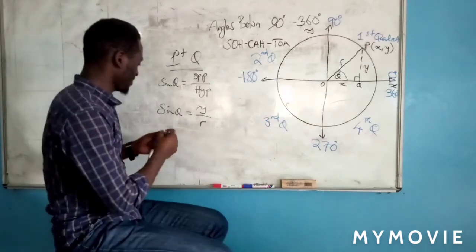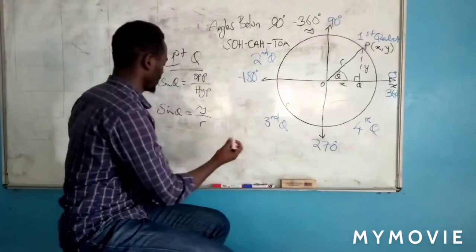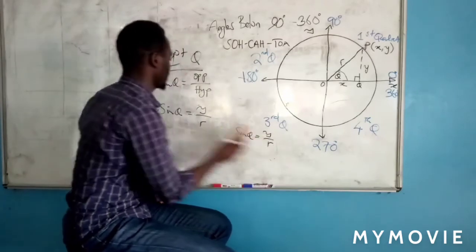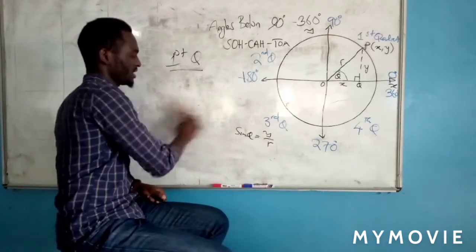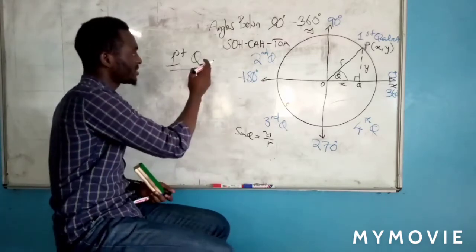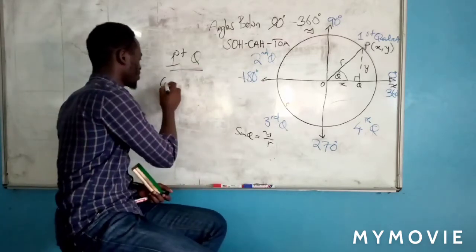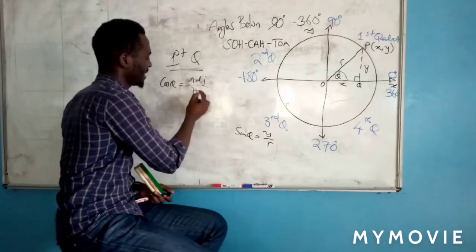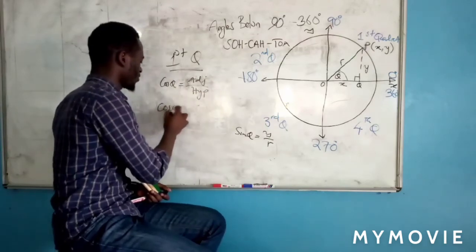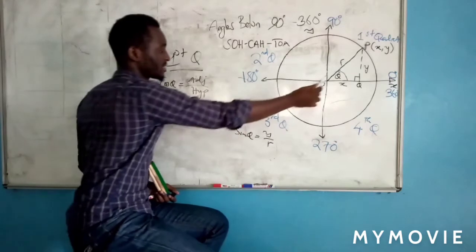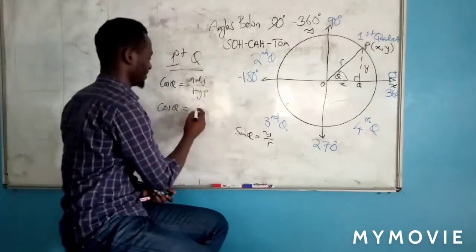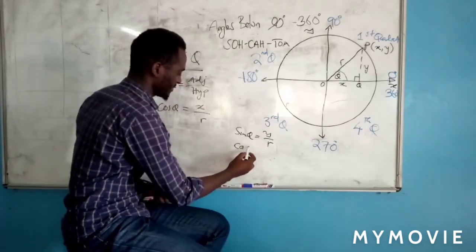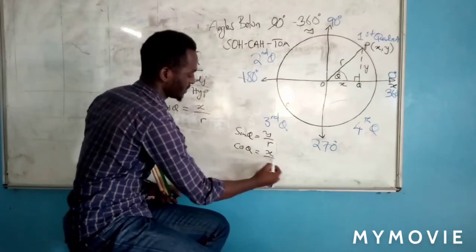Then, let me just keep that ratio here: sine theta is equal to y over r, so that I can have some space here to use. Then let me now use cosine. So cos theta is equal to adjacent over hypotenuse, right? This is our angle here, so adjacent is x. So x over hypotenuse, which is r. So cos theta is equal to x over r.